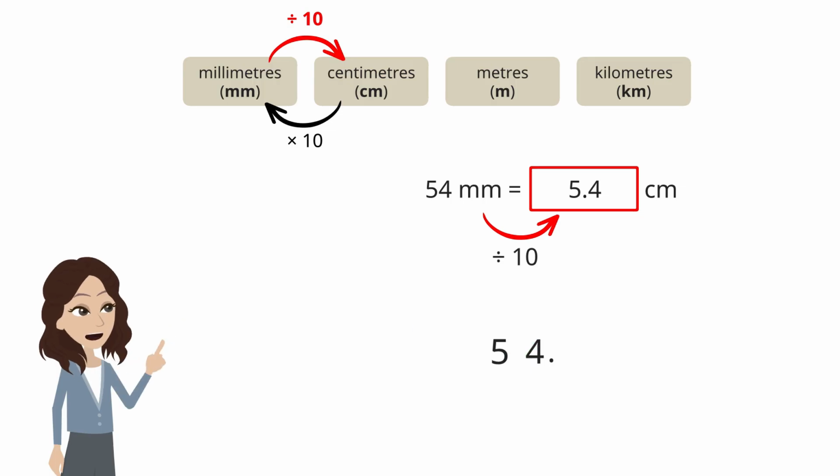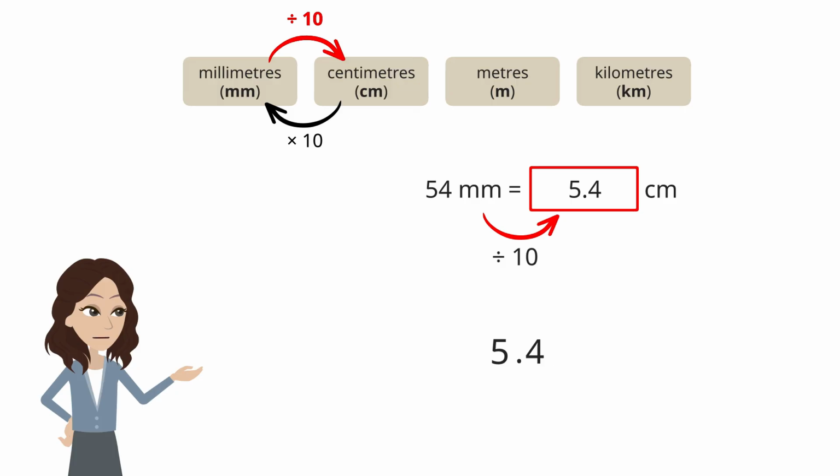We can also see this as moving the decimal point one place value to the left. 54 divided by 10 equals 5.4. So, 54 millimeters is equal to 5.4 centimeters.